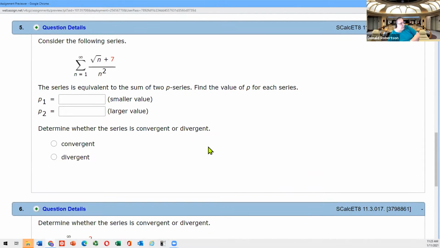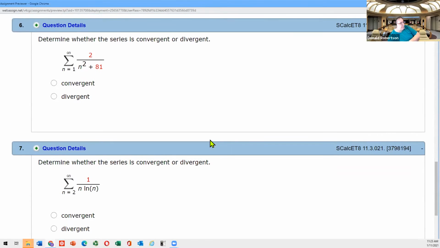Skip by these two because we don't want to do them yet. No, don't want to do that yet. Right, want to do this one.